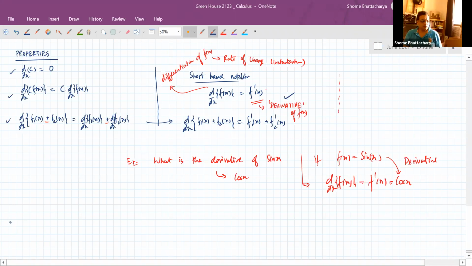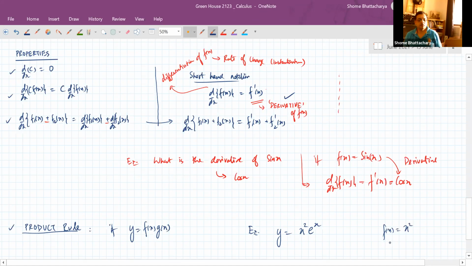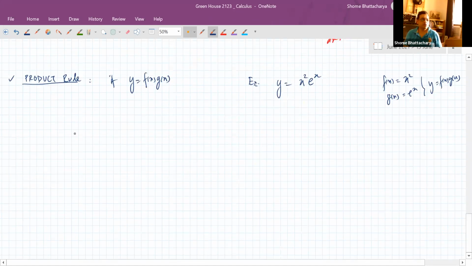Okay, now we come to the next property of differentiation. This is something new for us today. Okay, this is called the product rule. So this is another property of differentiation, that if y is a function which is the product of two functions. Okay, for example, if y is equal to x square into e raised power x, so it is the product of two functions. Now, f x is x square, g x is e raised power x, so y is f x into g x, that kind of thing. Then for applying differentiation, we use this property.